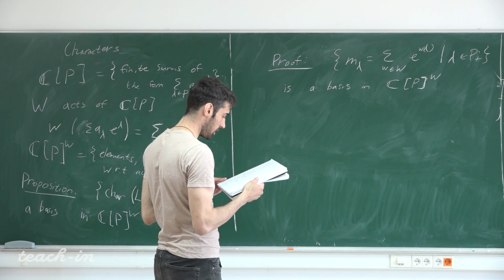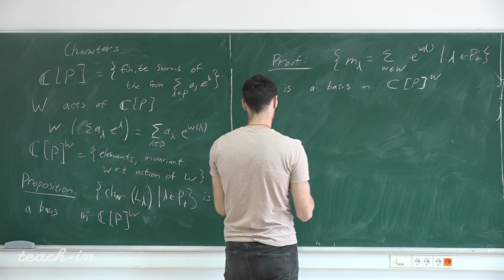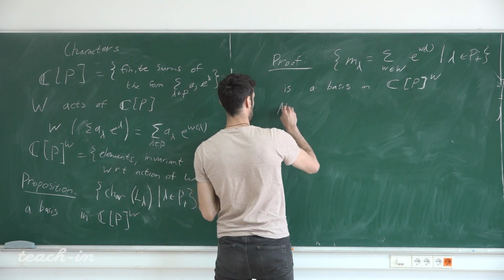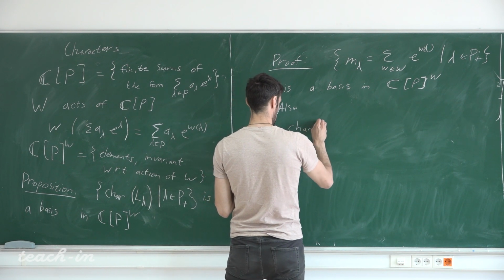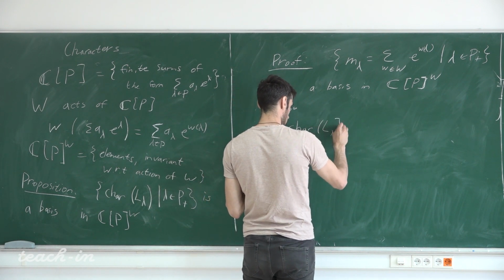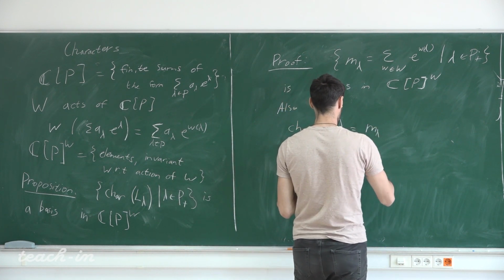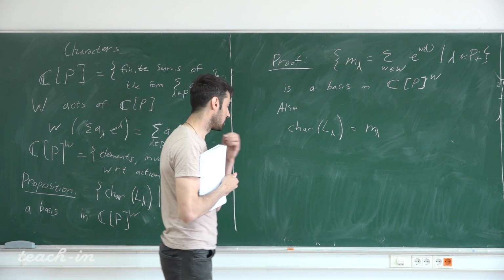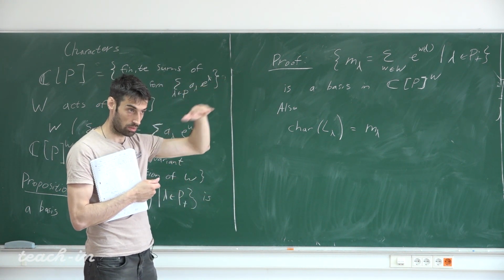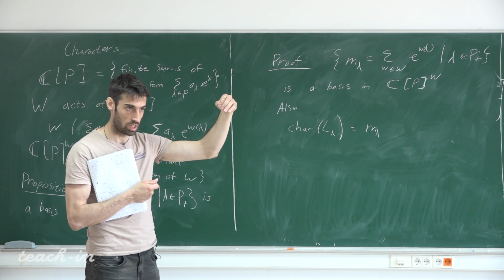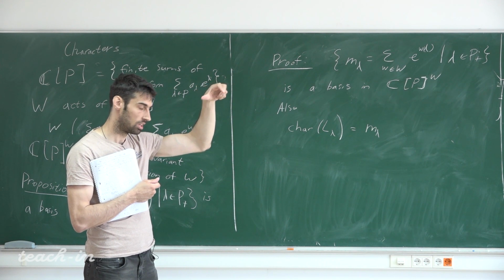Yes. But then also we can take the character of L lambda, and of course it has the highest weight subspace, which is one-dimensional, right? This is our V lambda from which we generate everything, right?